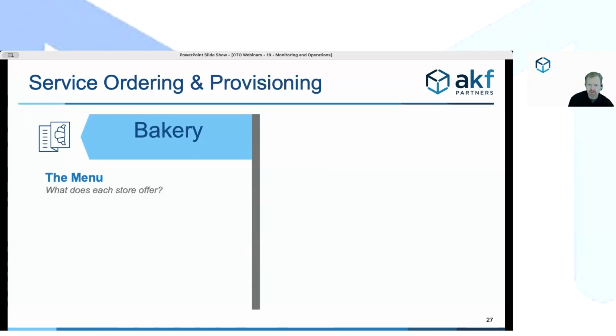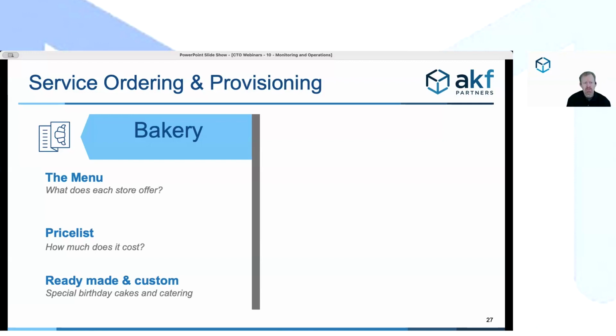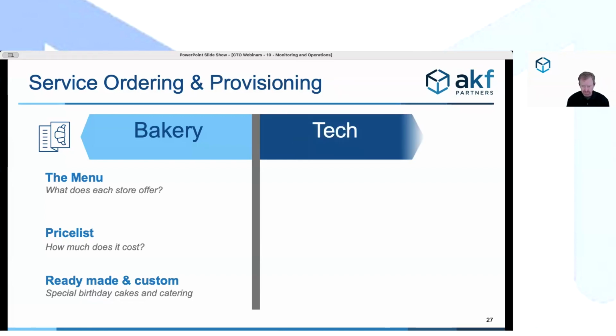So the first one is service ordering, the bakery, the menu. What does each store offer? What does it cost? What's the price list? But you also have things at the bakery that may not be on the price list. You know, a special cake, some catering. These are things that it doesn't matter to put on your standard menu.